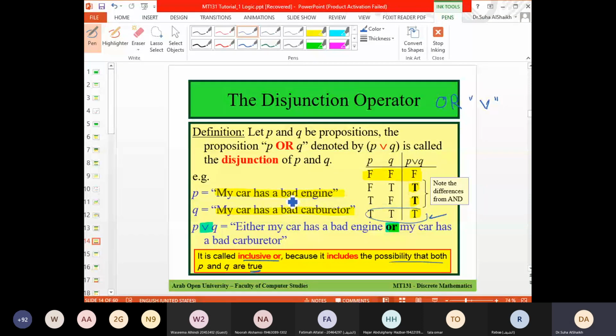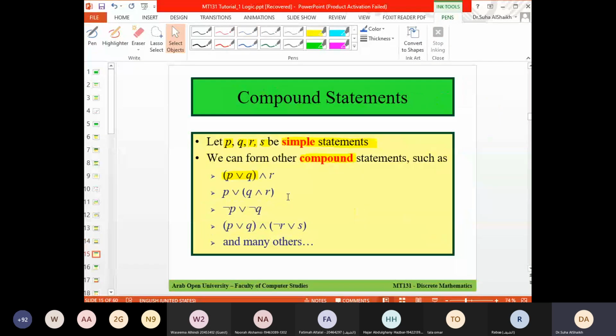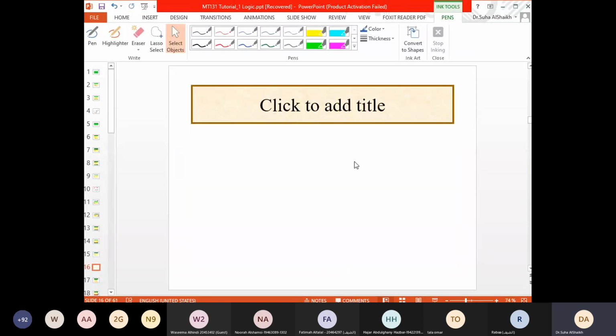I'm gonna tell you how we can know how many rows we have in the truth table. I'm gonna show you now. Okay? So, now it's the time to introduce to you how to construct the truth table.